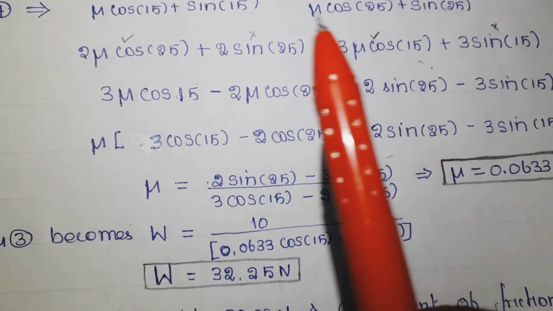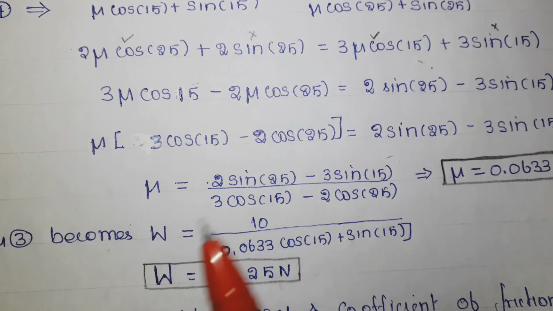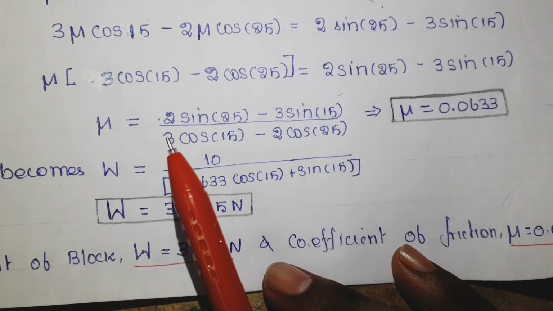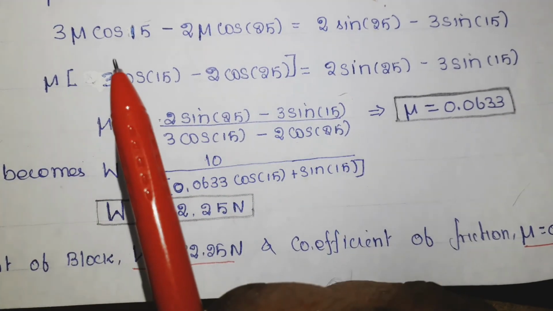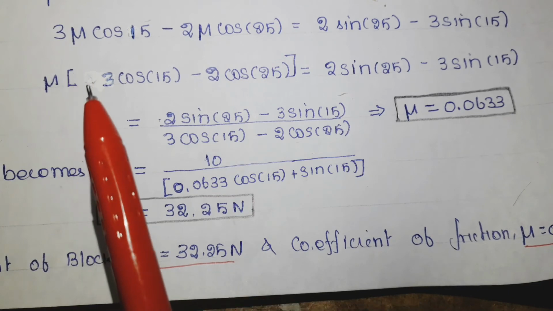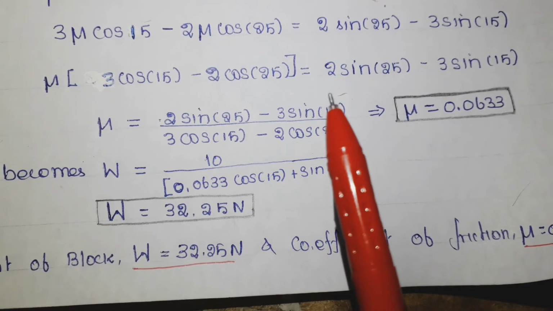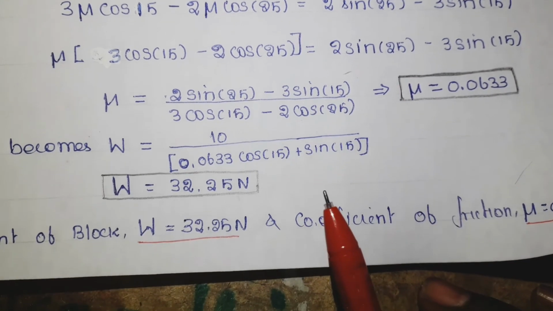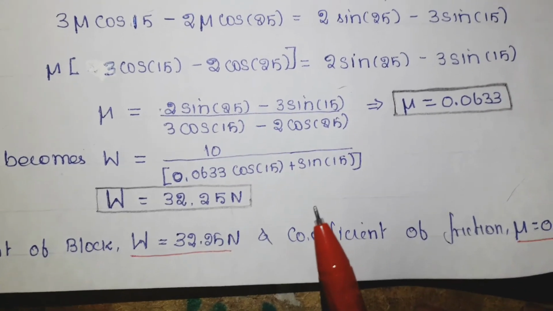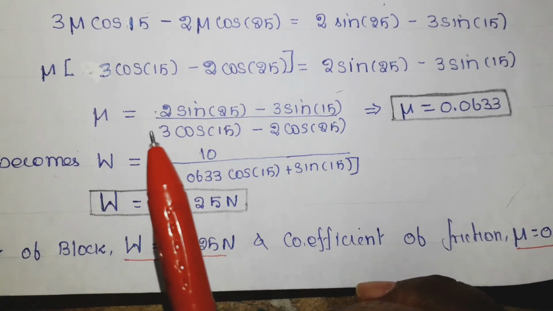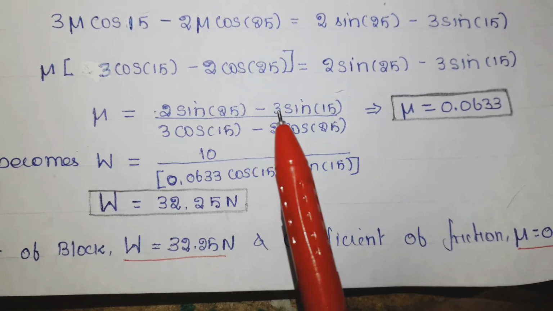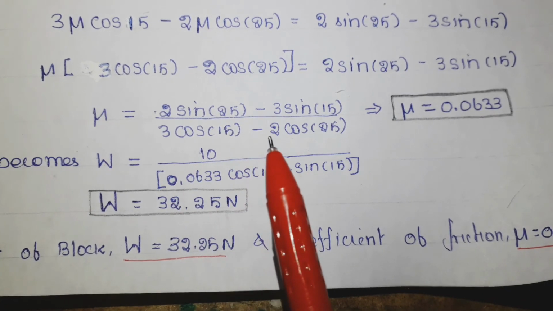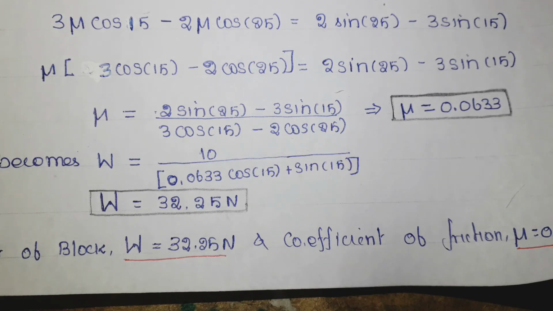Just bring this to the left hand side and take this one to the right hand side. So finally the equation will be something like this. And you just take the mu outside. So this equation will be something like this. Similarly this equation now will become something like this. From this you can get the equation as something like this: mu equal to 2 sin 25 degree minus 3 sin 15 degree divided by 3 cos 15 degree minus 2 cos 25 degree.